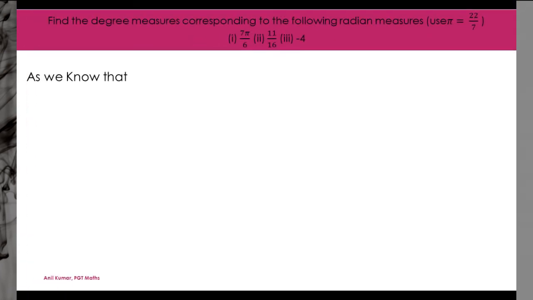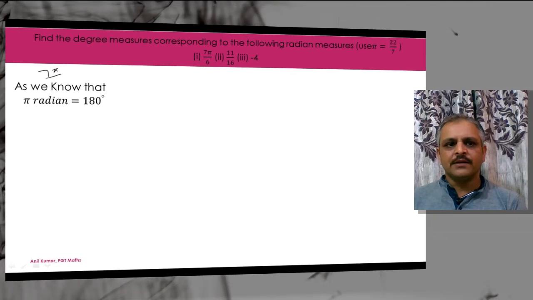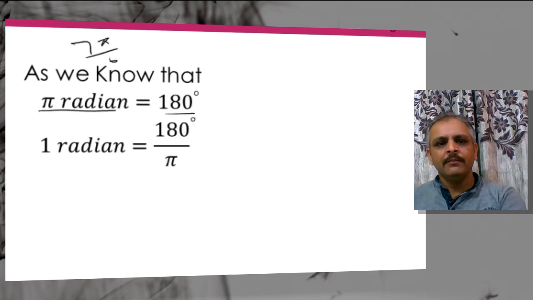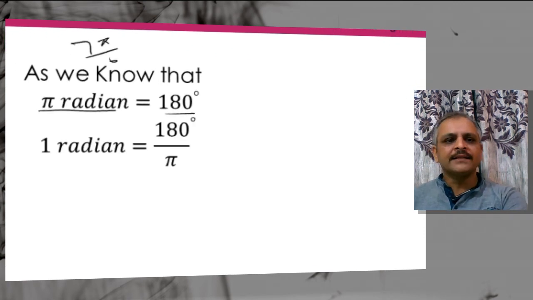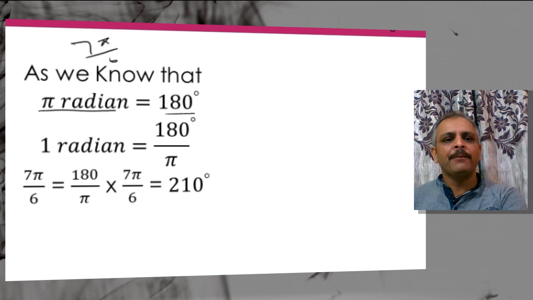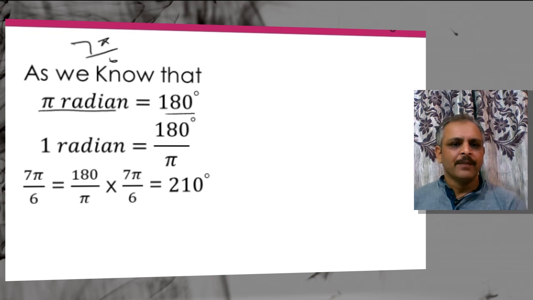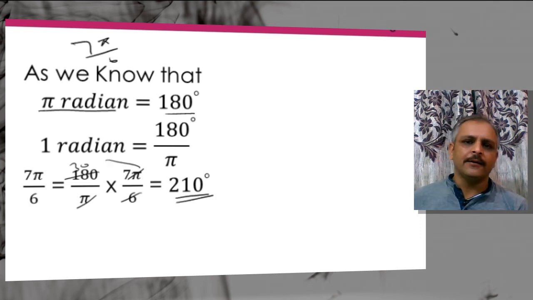Now find the degree measure corresponding to the radian measure. Reverse way, we will now convert the radian measure into degree measure. So first 7 pi by 6. We know that pi radian is equal to 180 degree. So 1 radian will become 180 by pi. And 7 pi by 6 radian will become 180 by pi into 7 pi by 6. So pi and pi cancel. 6 3 is 18, so 30. 30 into 7, 210 degree.